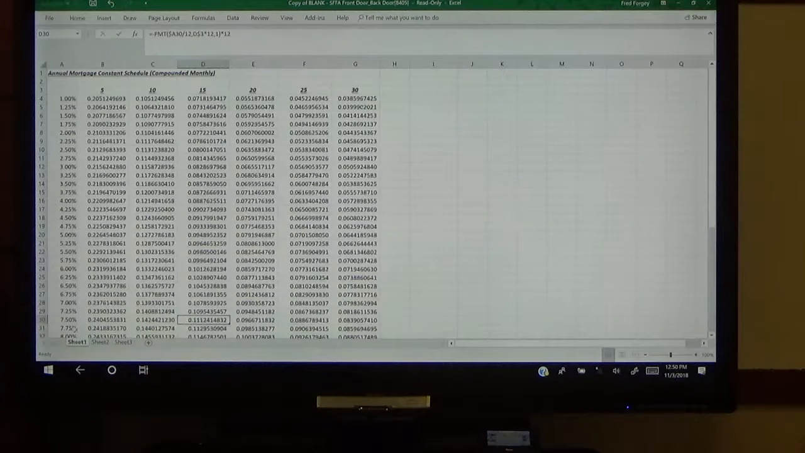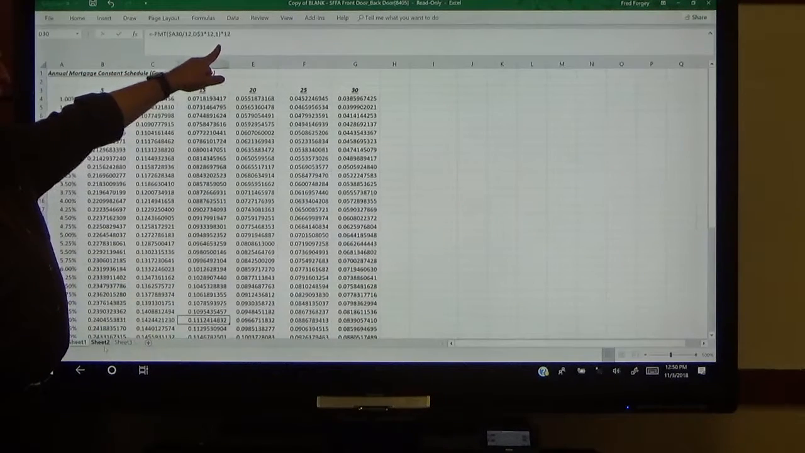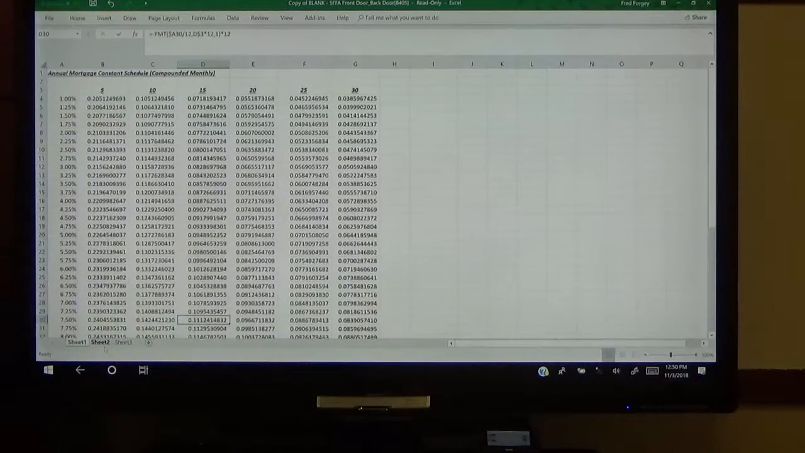We don't actually have to use that table. It's just a frame of reference, and if you want to play around with it a little bit, you can. It also helps in the sense that it gives you the formula you're going to need to use to calculate whatever that mortgage constant is. So, let's go back.